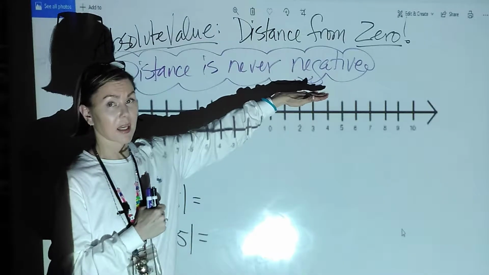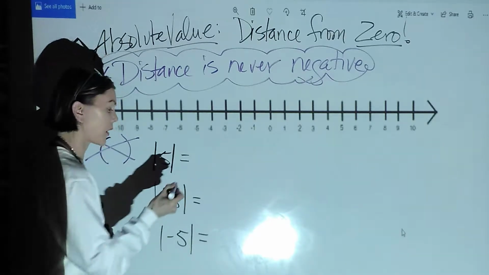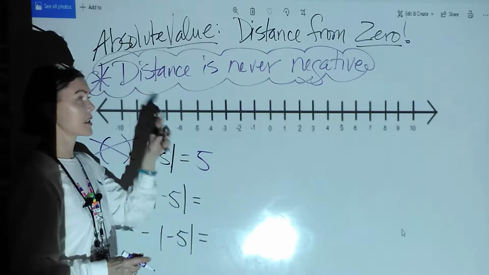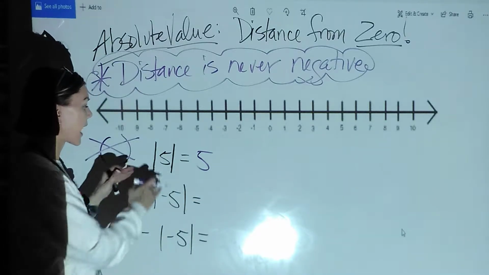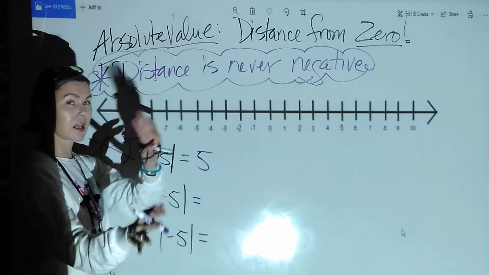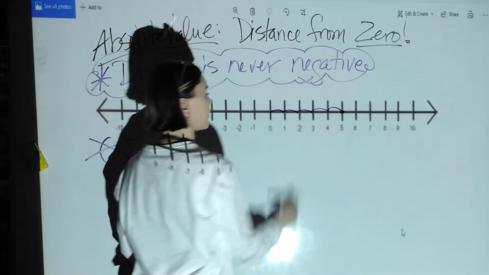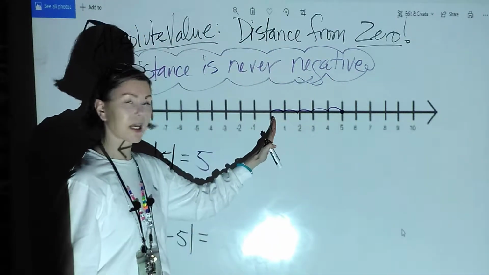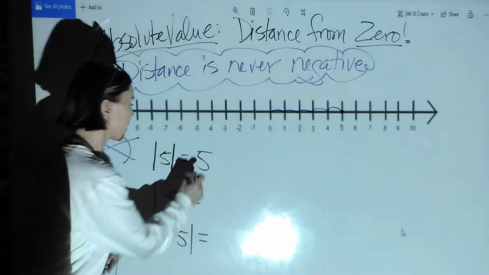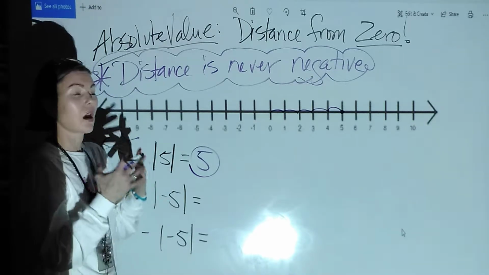Distance is never negative. That's why when someone asks you what is the absolute value of 5, well, it's always going to be a positive, because distance is never negative. So what this means is the absolute value of 5 is the distance from 0 in either direction. So here's a positive 5. So 1, 2, 3, 4, 5. It's 5 units from 0. So that is the answer. So absolute value is distance from 0.